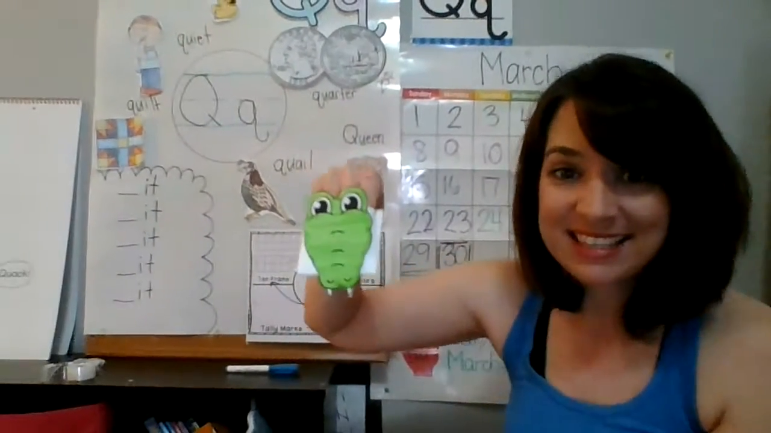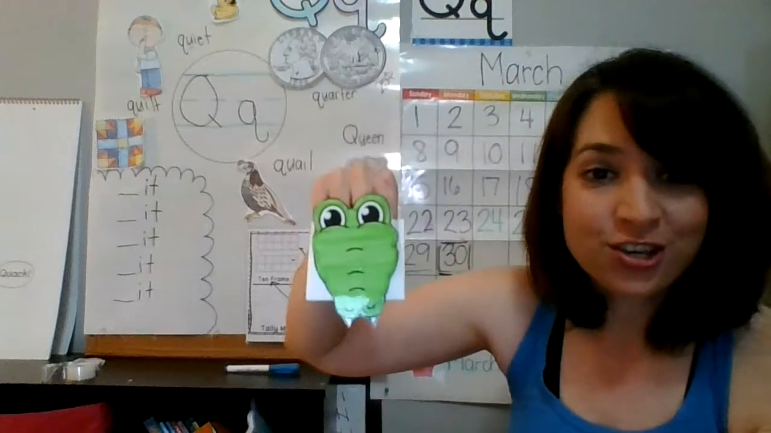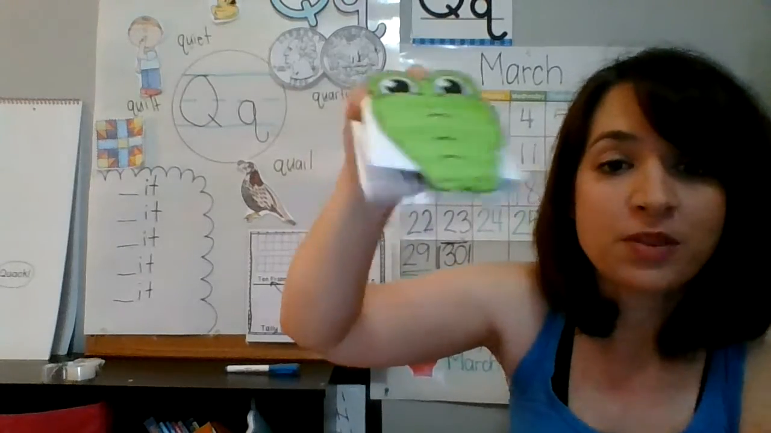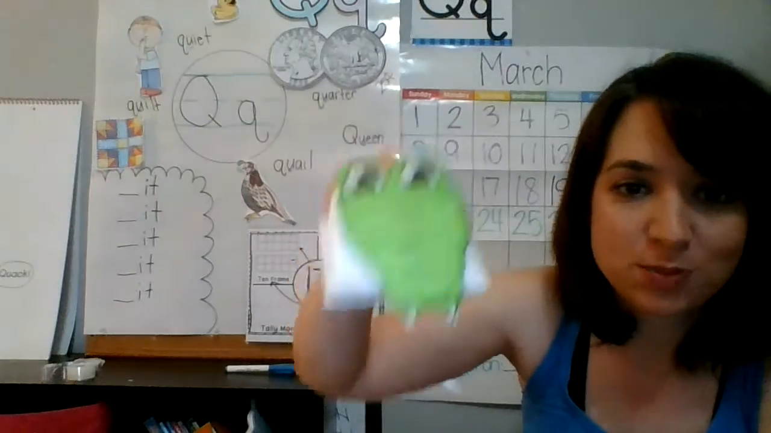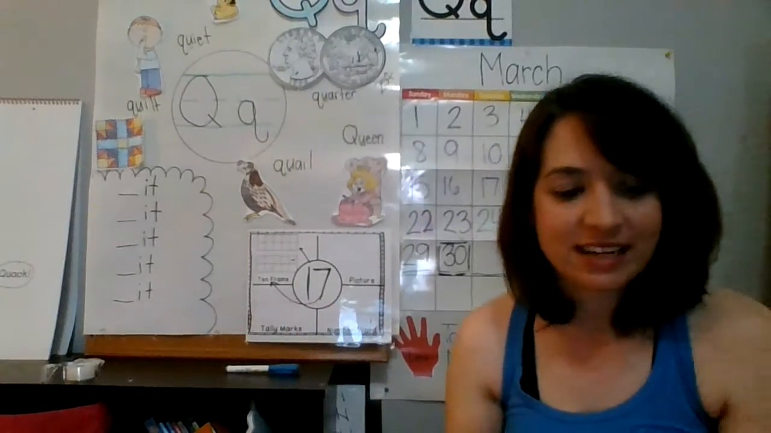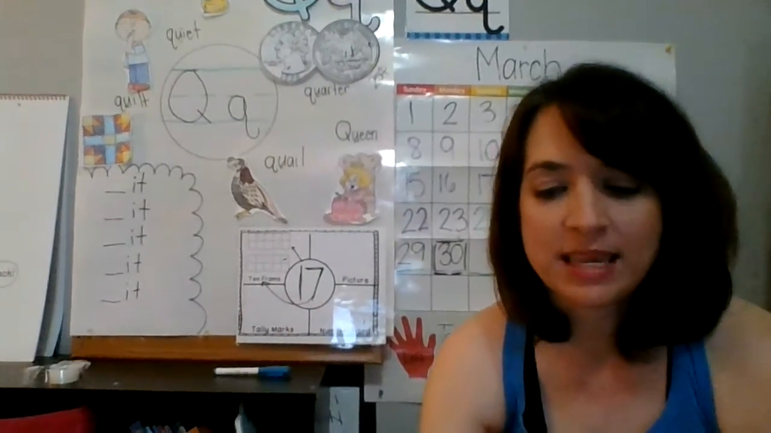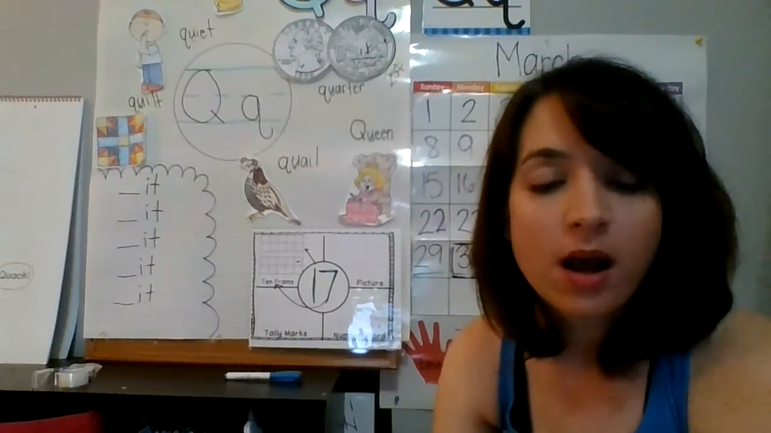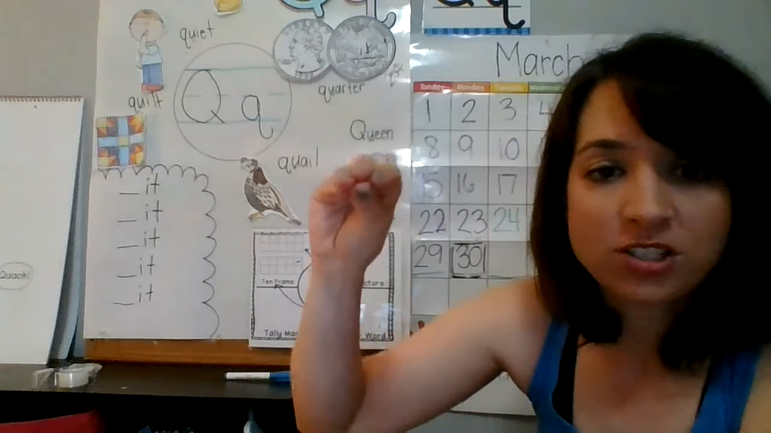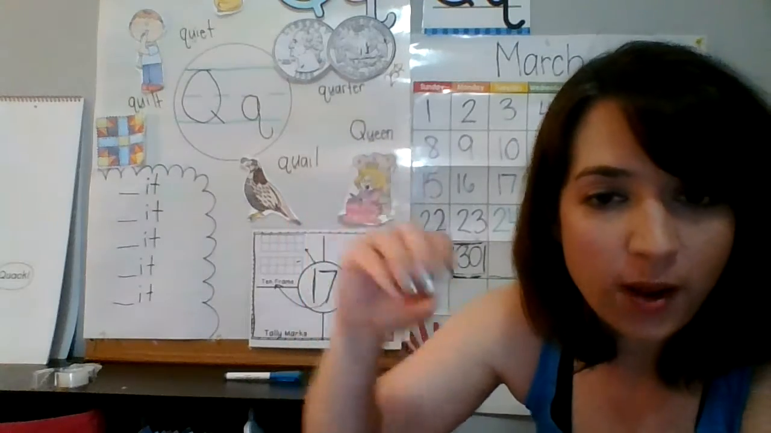He likes the letter Q and things that start with qua. And what he likes to do all day is munch, munch, munch, crunch. Very good. Our letter this week is Q. And Q says qua, qua, qua. Remember in our song we do qua, qua, qua.